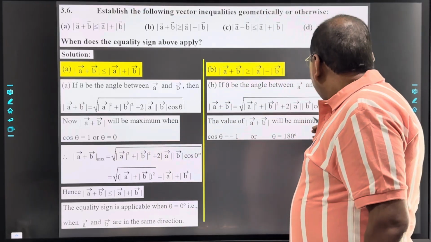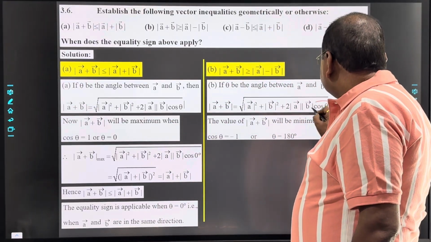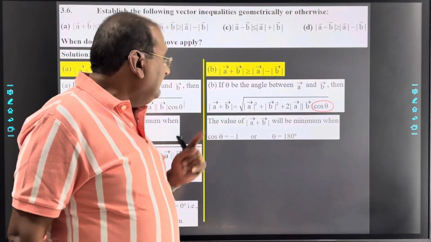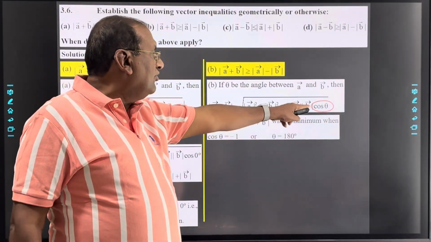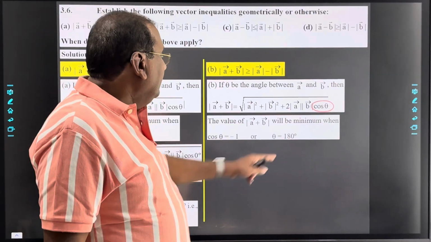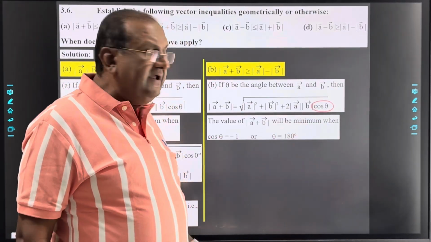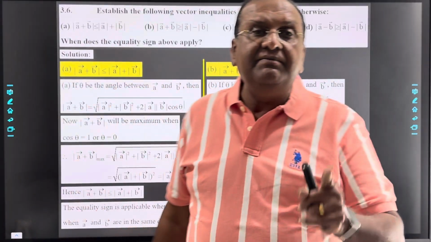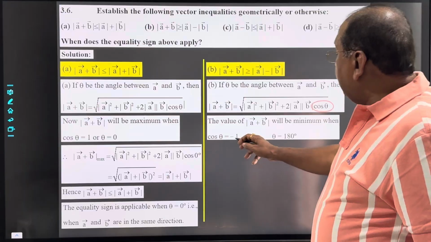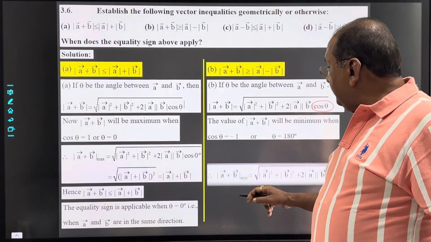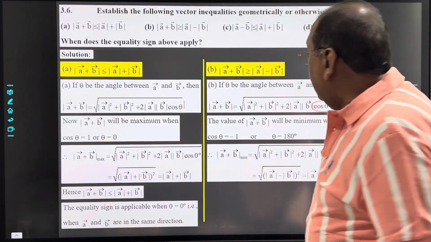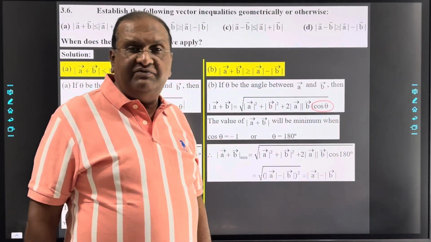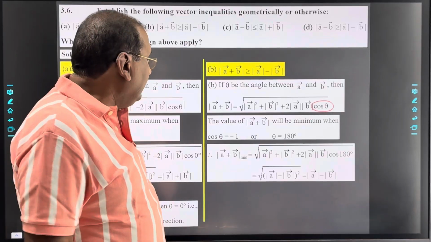Now here, if we consider the least value of cos theta, that is minus 1, then mathematically we can say if we take cos theta as -1, meaning theta equal to 180 degrees, then magnitude a plus b will be minimum. So here we can write magnitude a plus b minimum is under root a square plus b square plus 2ab cos 180, that is -1.